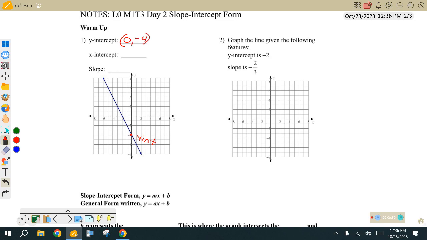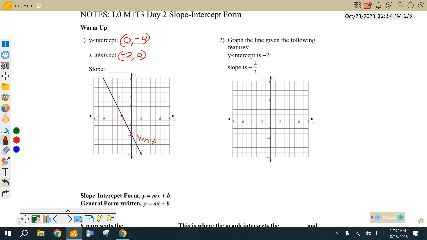a point, (0, -4). Now, the x-intercept again is where it's crossing the x-axis, and where is it crossing our x-axis? And as we say, not just -2, but (-2, 0). Those, again, nothing crazy. We've been doing that throughout the year so far.